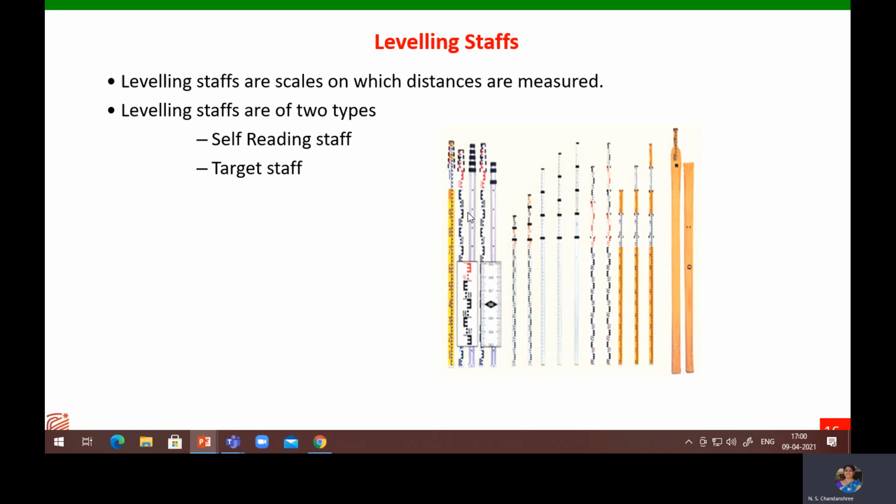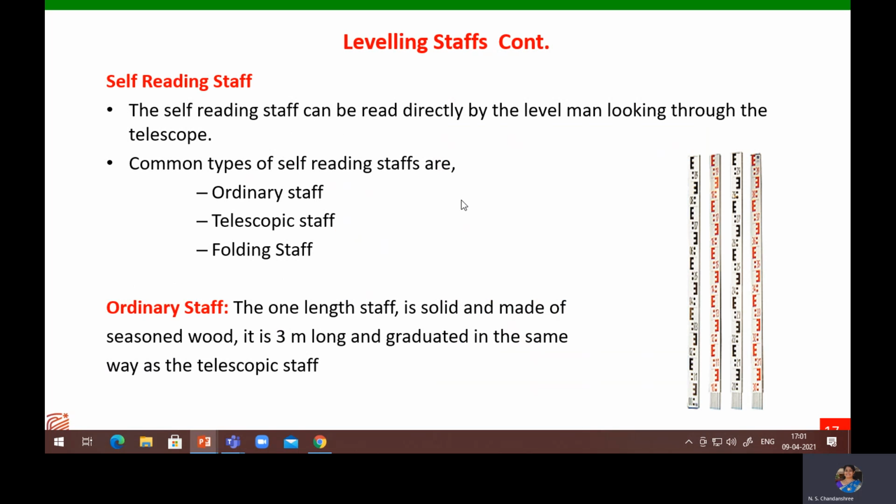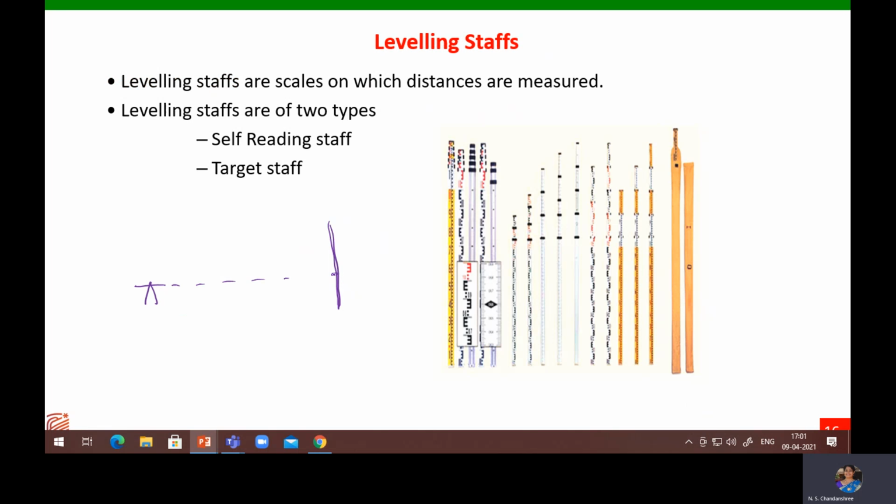Self-reading leveling staff here means that when we sight the object, that is, if we have a leveling instrument here and we are sighting it to a leveling staff, this reading can be taken by the person who is noting down the reading here.